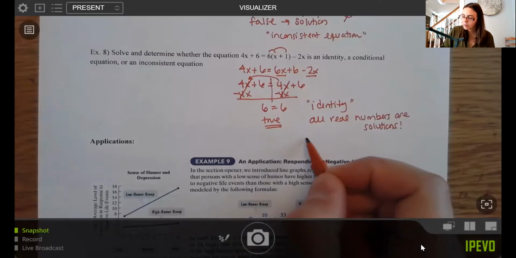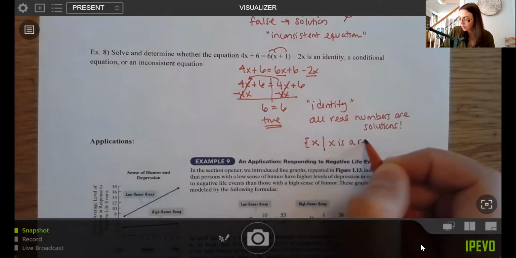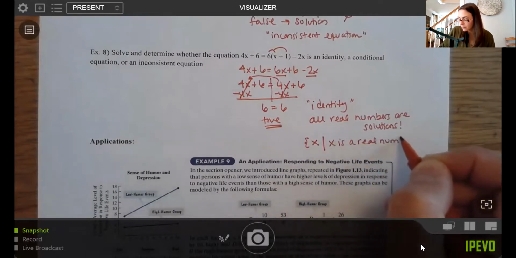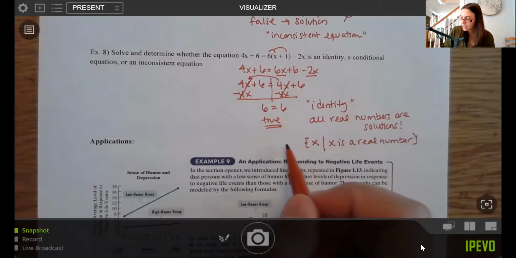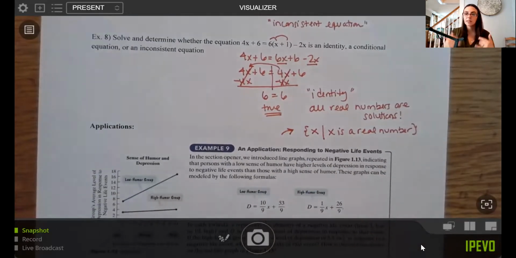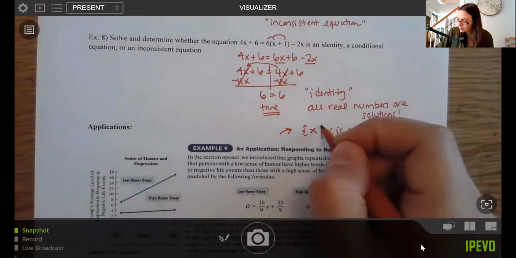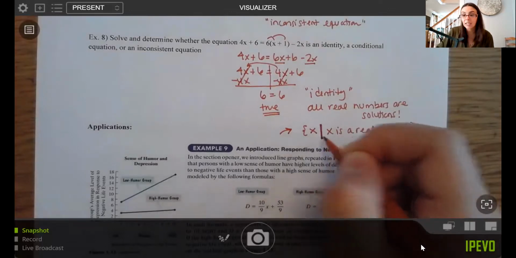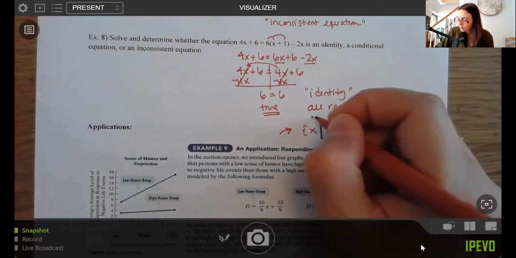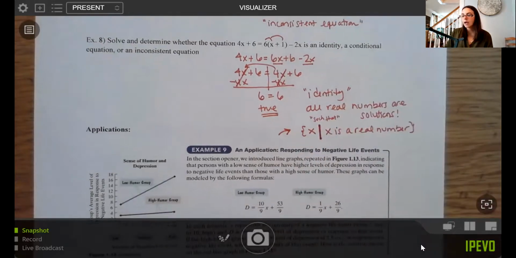The way your book formally writes it is the set x such that x is a real number. Okay, so this is how your book is going to express identities. So it's all x's such that x is a real number. So any real number. This is a form of set notation here. And this vertical line just means the words such that. So any real number works.